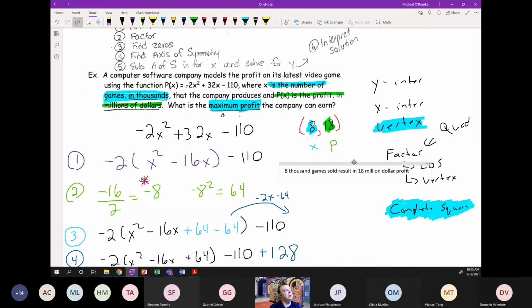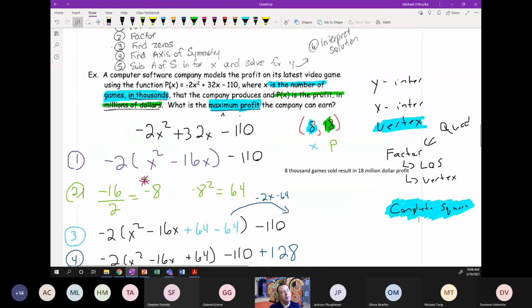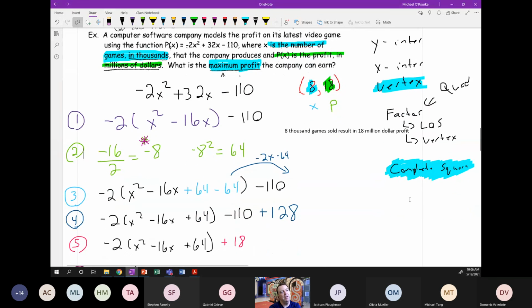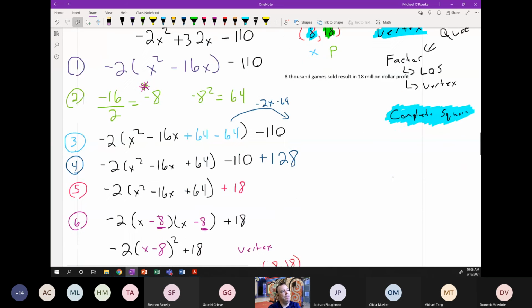So there's the answer to our question. What's the maximum profit that they can earn? $18 million profit is their maximum they could earn if they sell 8,000 games. So therefore, when we look for max profit, use completing the square. That's probably the most efficient way to find it, instead of going through factored, line of symmetry, vertex. Okay.